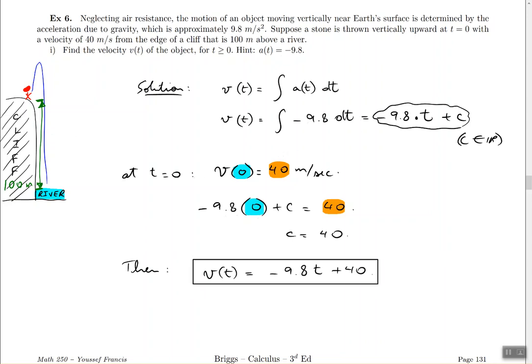So if I want to know how fast the rock was going when it left my hand, I just put t equal to 0 here and I get 40 at the end, which was the initial velocity. If I want to know how fast the rock is going after 1 second, I just put 1 in there and I will say negative 9.8 plus 40, roughly speaking, let's say 30 meters per second. So it's slowed down because it's been traveling up and gravity is doing its thing, and the rock obviously is going to slow down. So that's the end of part 1.